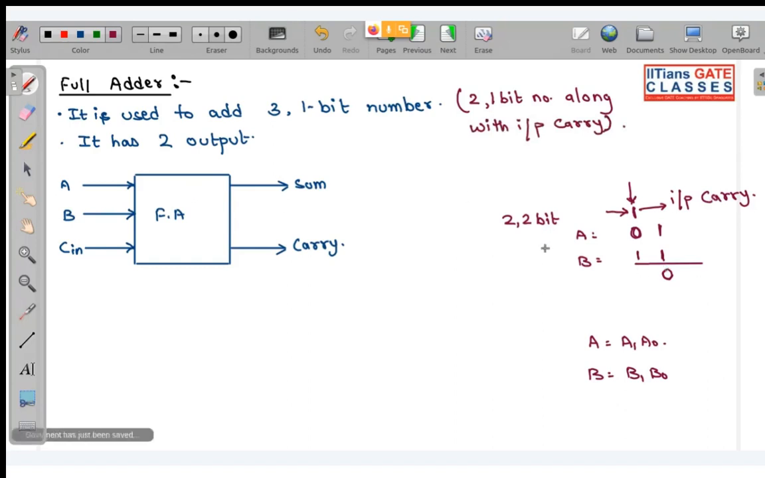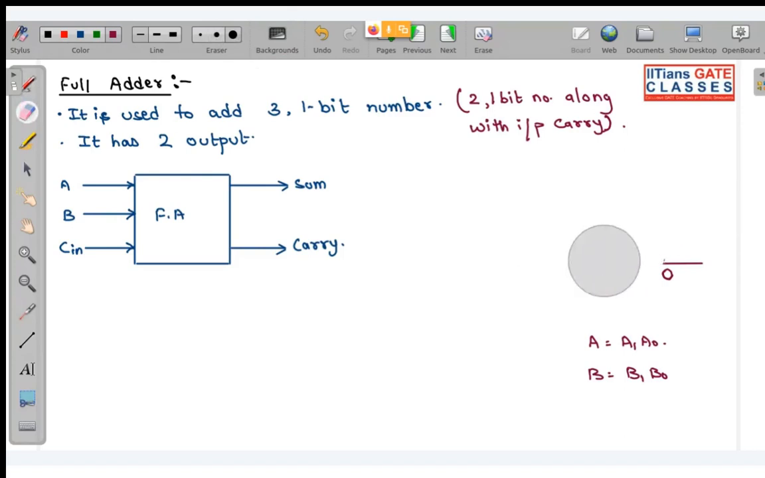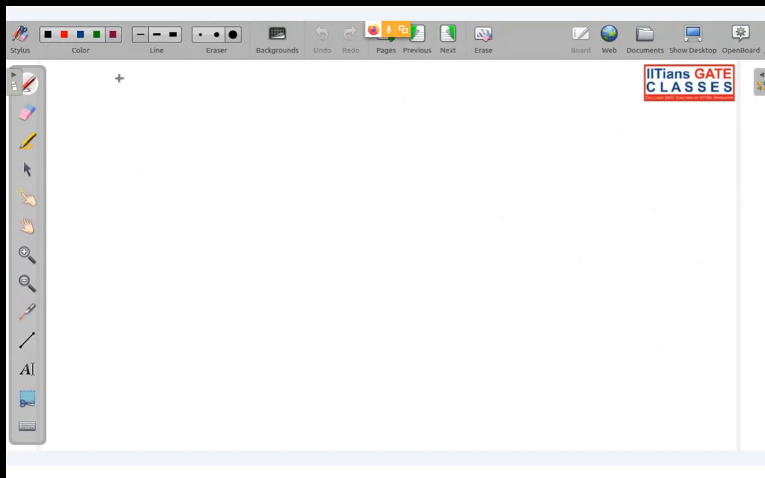So this is the basic motivation why we require a full adder, because in addition we always have carry and in subtraction we sometimes need to do borrow. So let us see. Here also we have 3 inputs: the 2 1-bit numbers along with an input carry, and we have sum and carry. Now let us try to make the truth table.